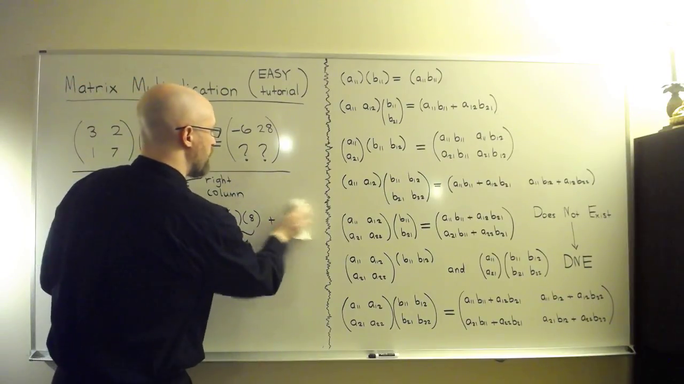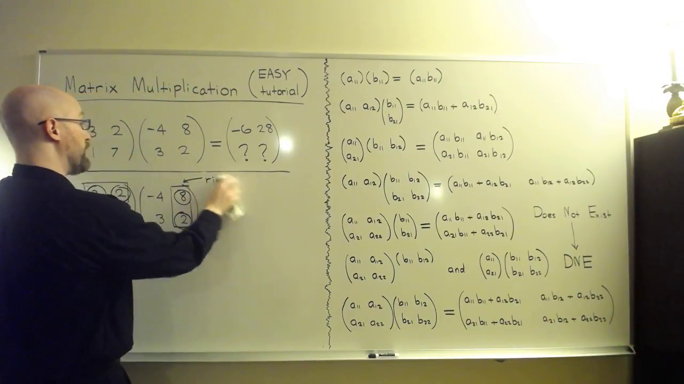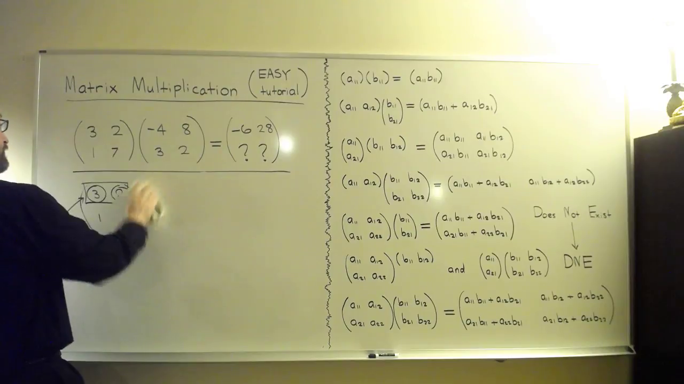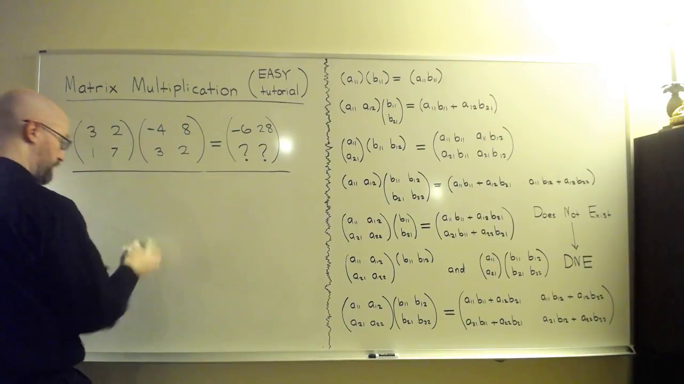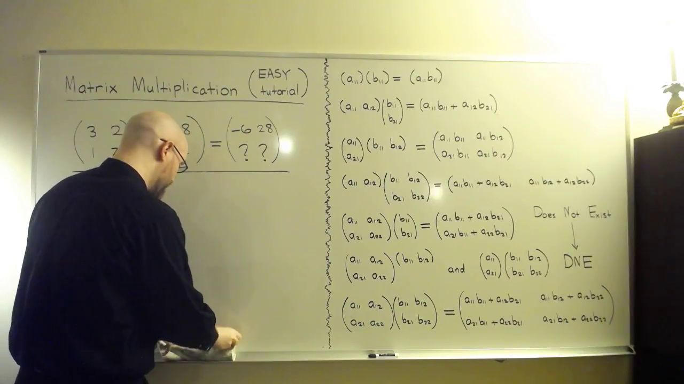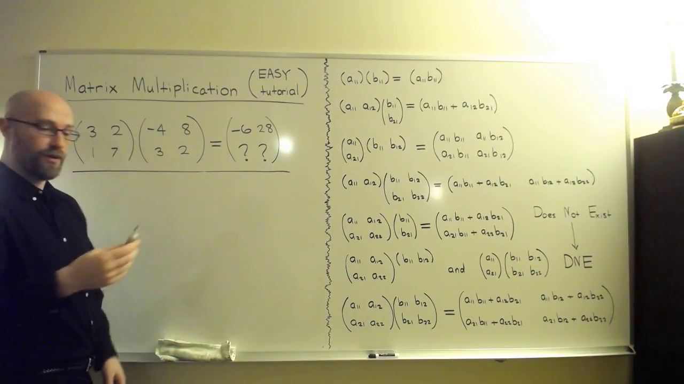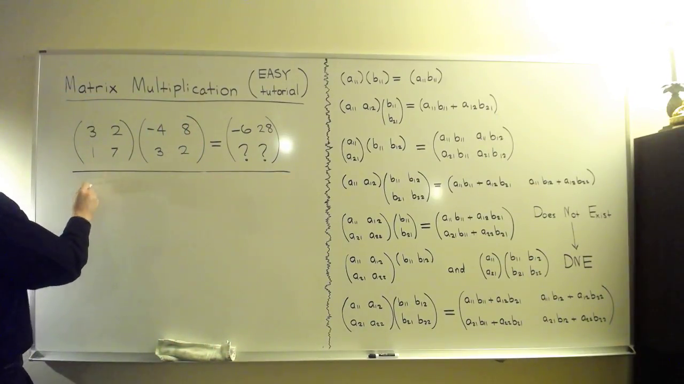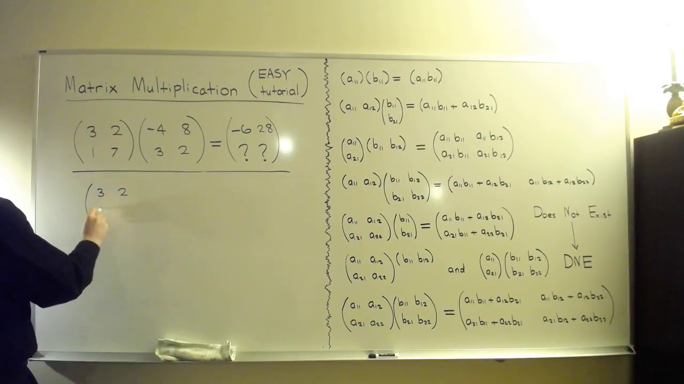Okay, now moving right along, we're going to compute the bottom left entry. And by now, you probably know what I'm going to do, but I'm going to do all the gory details anyway. So we have to recopy this again.